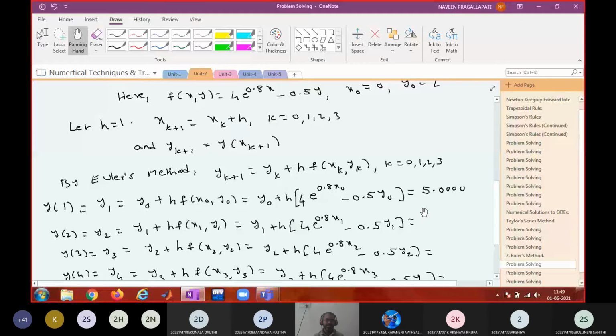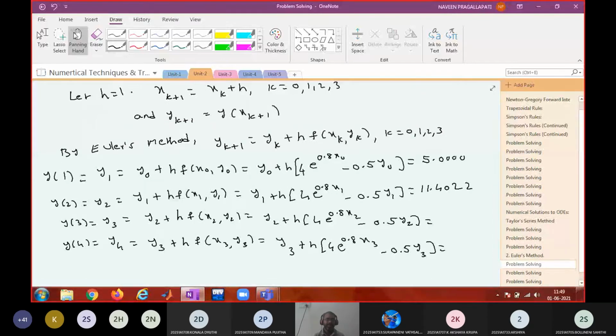What is y2 value? 11.4022, sir. 11.4022. Now you got y2. So y3 value is y2 plus h into 4 e power 0.8 x2 minus 0.5 y2. x2 value is 2. x2 is x1 plus h. y of x1, y of x2, y of x3. x2 value is 2, y2 value is 11.40.